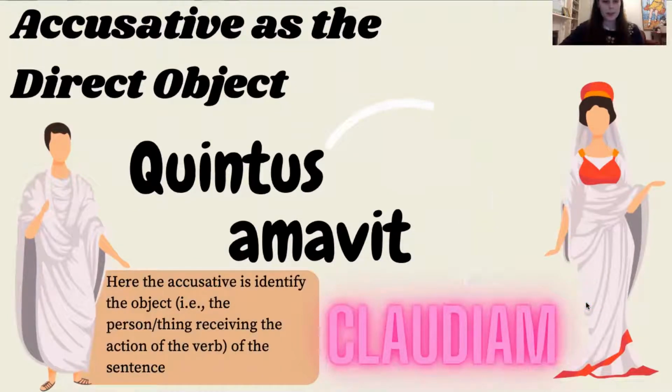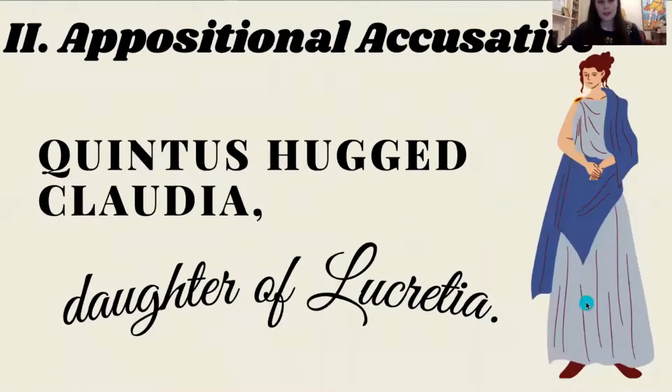So here, the accusative is identifying the object, that is, the person or thing receiving the action of the verb in the sentence. So that is pretty straightforward, and when you first meet the accusative, that's probably the most basic definition of the accusative that you'll get the first time you encounter it. But there are a few other reasons that you might use the accusative.